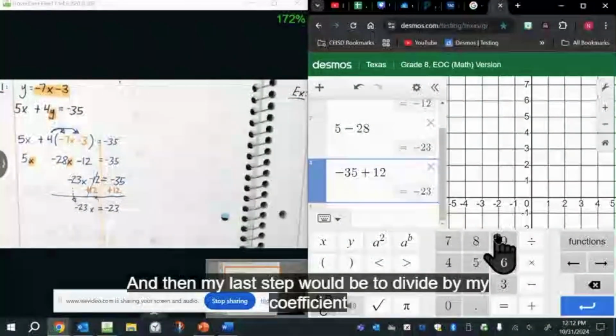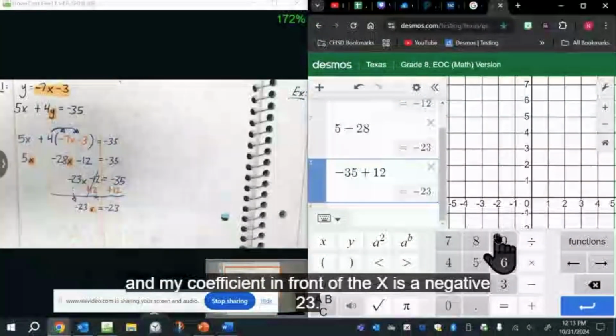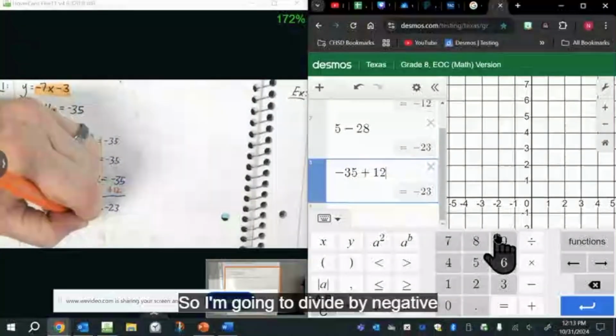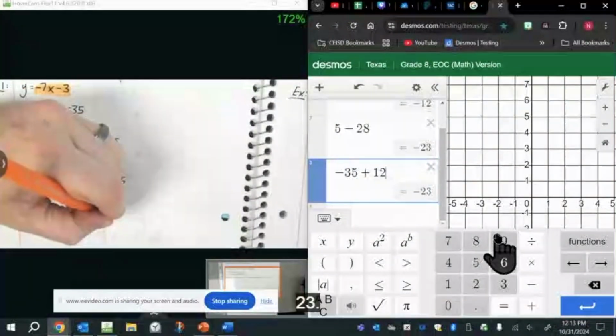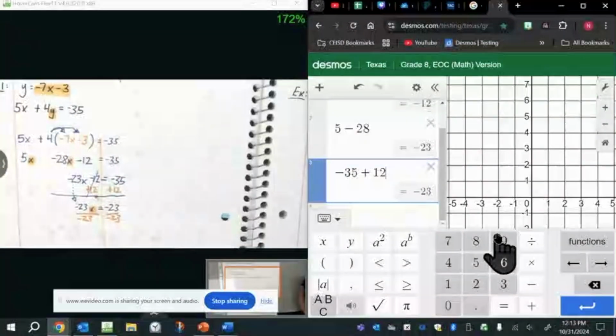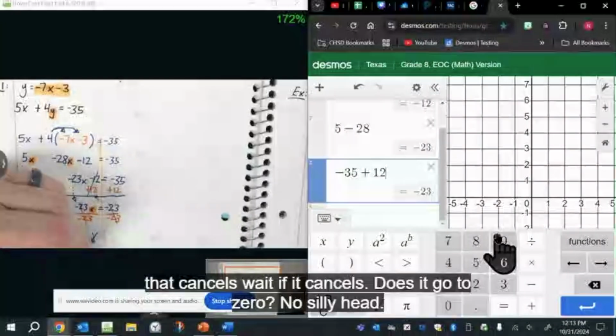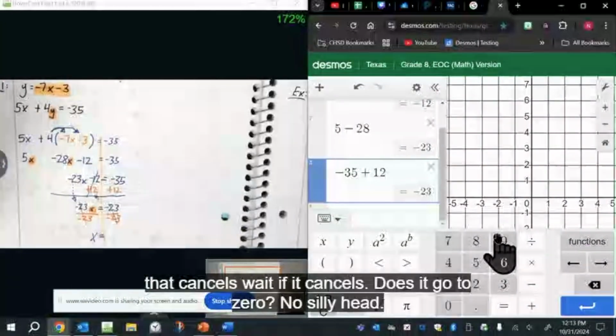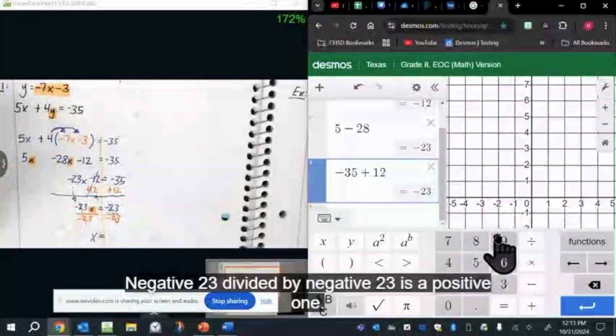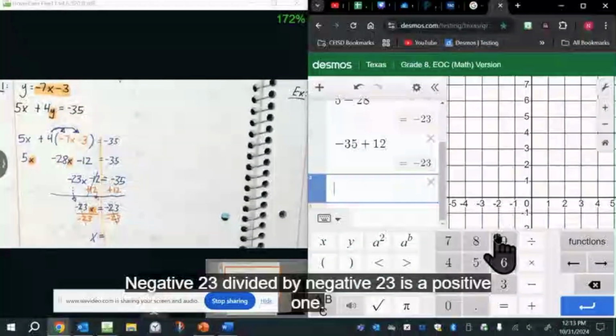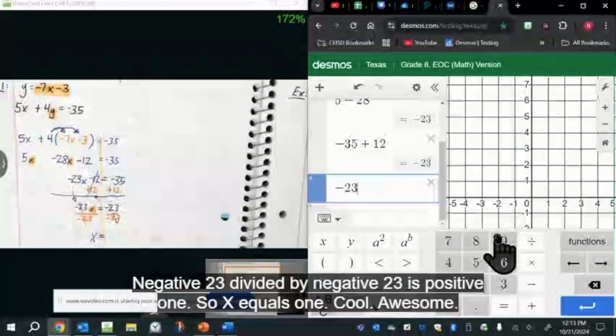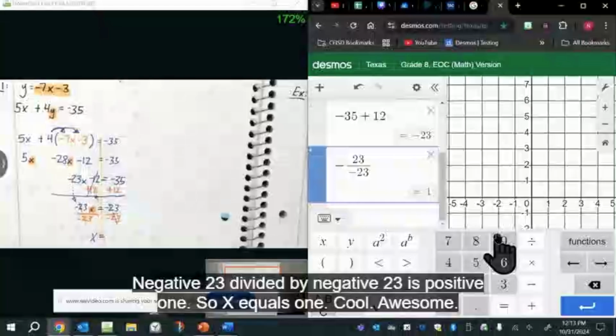And then my last step would be to divide by my coefficient. And my coefficient in front of the x is a negative 23. So I'm going to divide by negative 23. This cancels. That cancels. Wait, if it cancels, does it go to 0? No. Negative 23 divided by negative 23 is a positive 1. So x equals 1. Cool.